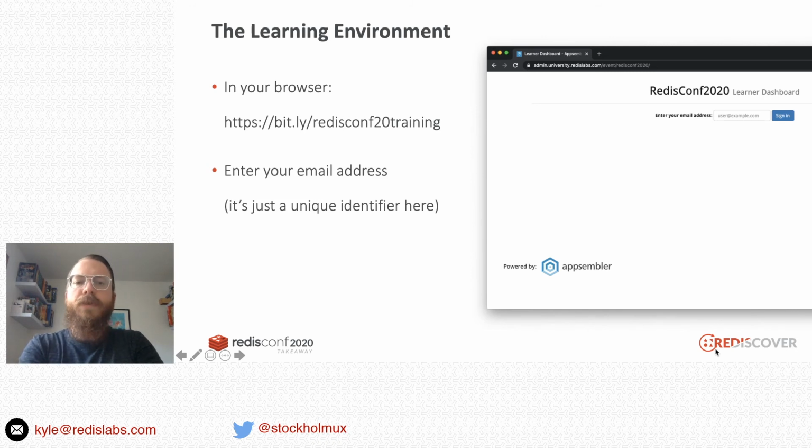Now, you'll need to enter your email address. That email address is just a unique identifier here. AppSembler is not going to email you, so don't think about that. That's just to identify you.